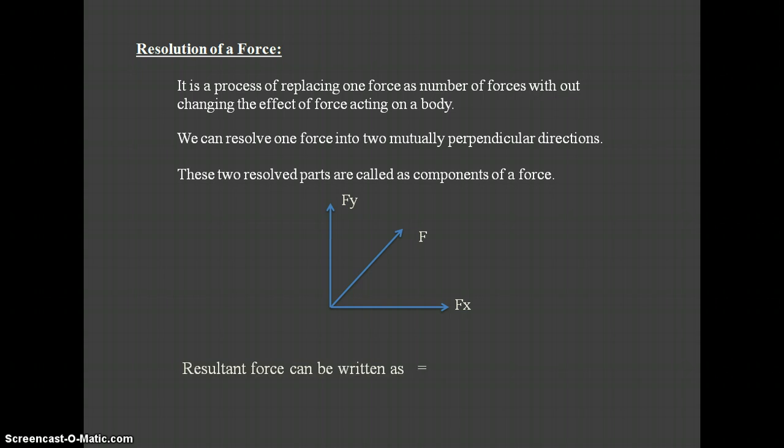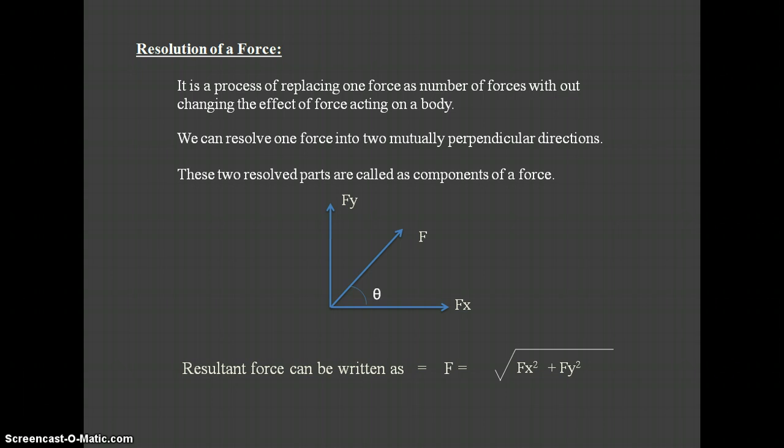Next, the resultant force can be written as, here F is the resultant force of Fx and Fy. So that resultant force F can be written in terms of Fx and Fy, that is, F is equal to square root of Fx square plus Fy square. Like this, we can get the resultant force F in terms of Fx and Fy.